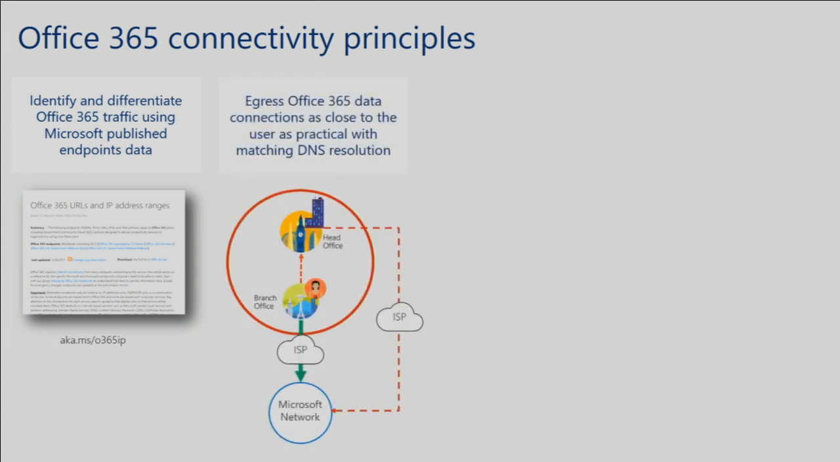Egress that data as close as possible to the user with matching DNS resolution. Let Microsoft do the backhaul. Let us do the optimization. There was a talk earlier on in the week that we did on Tuesday. We talked about how Exchange and SharePoint and Skype for Business connections work very differently. But if you do local egress, we can provide optimizations for all three of those workloads locally.